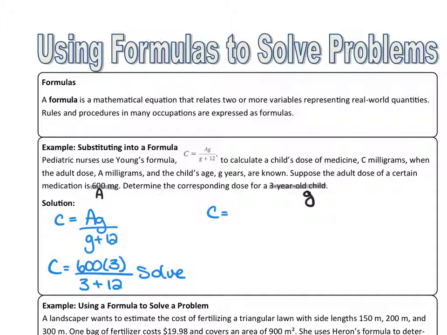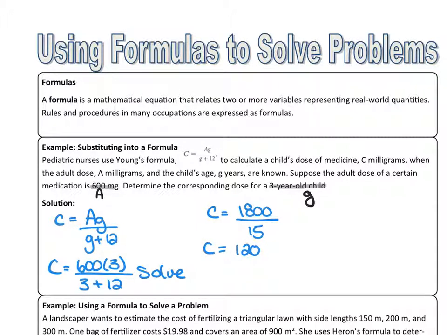So 600 times 3 is 1800. So I calculate the top, and then I usually calculate the bottom, and then we'll divide. 3 plus 12 is 15. And then I'll do 1800 divided by 15, which is 120.